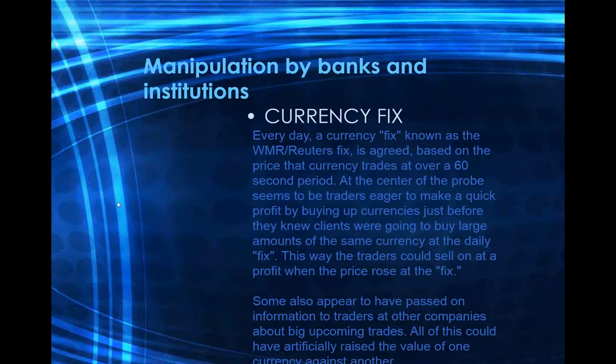I repeat this every time: 90% of traders don't have a clue about the currency fix on the FX market. Every day a currency fix, known as the Reuters fix, is agreed based on the price that currency trades at over a 60-second period. At the center of the probe seem to be traders eager to make a quick profit by buying up currencies just before they knew clients were going to buy large amounts of the same currency at the daily fix. This way, the traders could sell on the profit when the price rose at the fix.